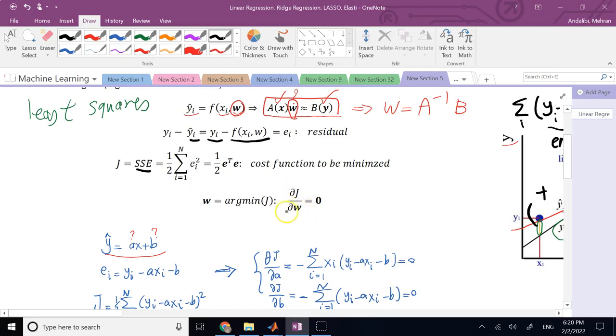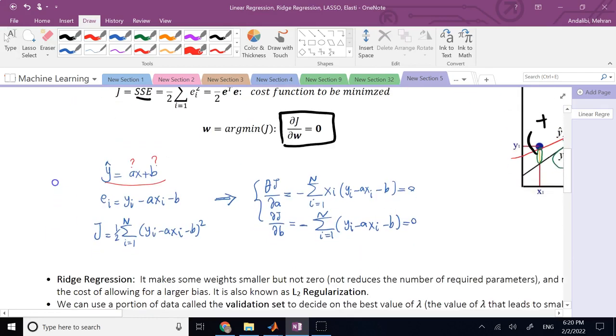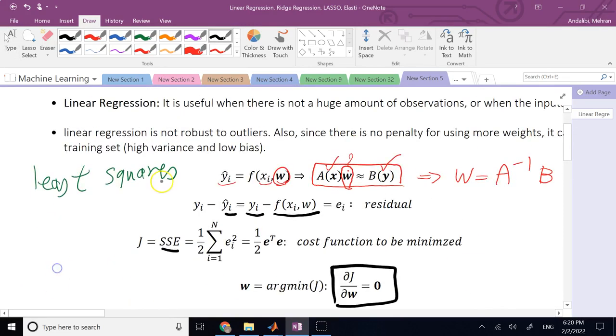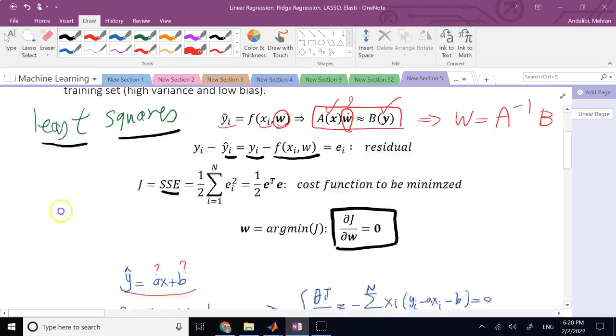This is a gradient, right? I need to set this equal to zero. That gives me enough equations to solve for what? A and B, or any parameters that I have in my system. So for example, if I go with the fitting of the line, and that's why we call it least squares, right? We are looking for a function which gives us the minimum of some squared errors, so we call it the least squares.